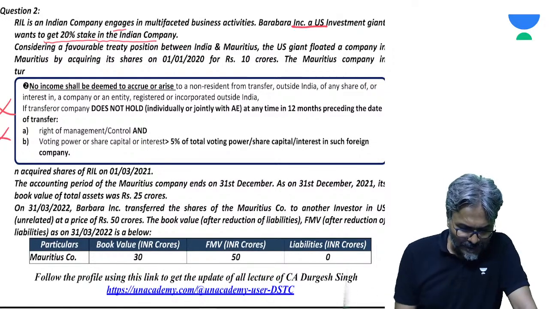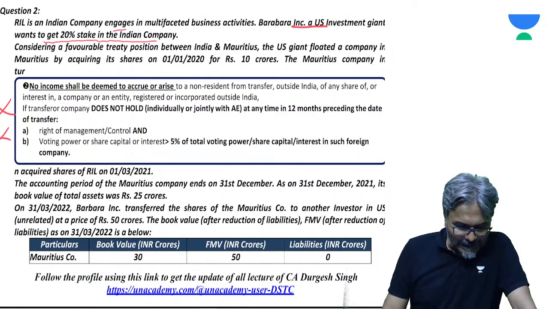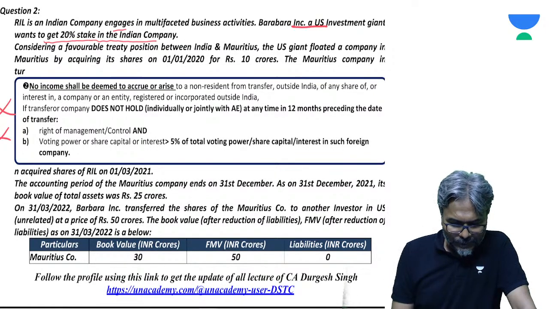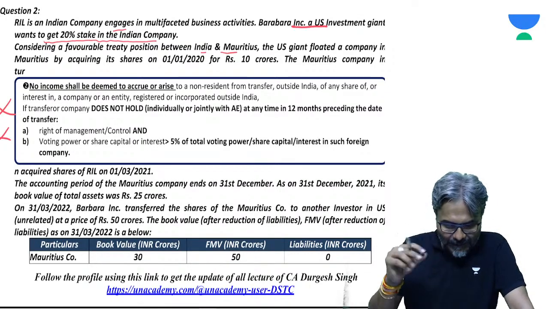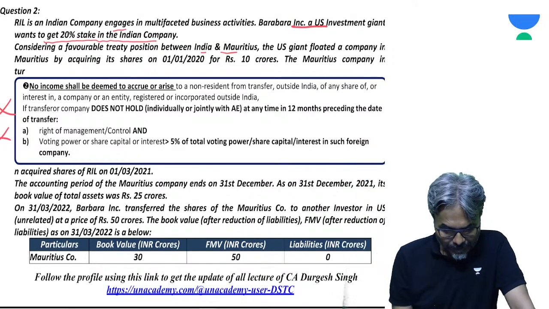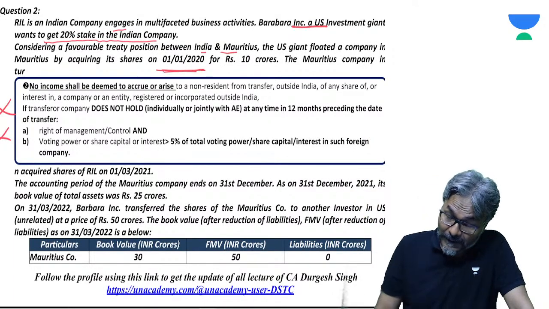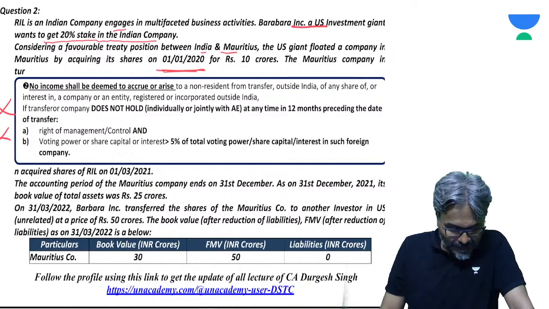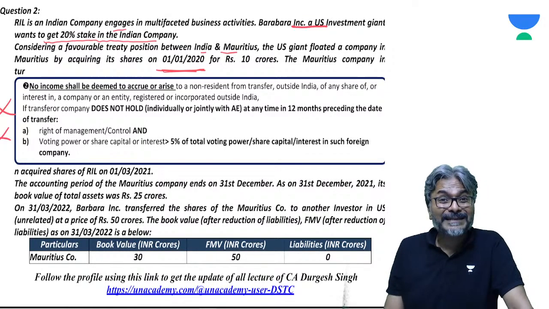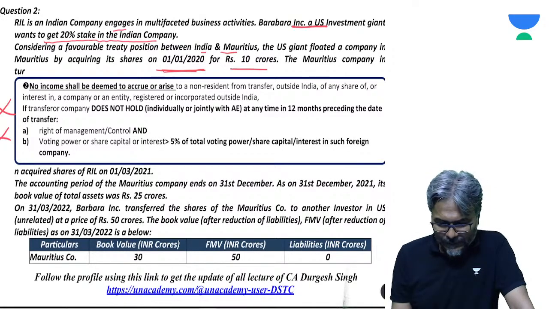Now what they have done, students, over here, please be careful. Considering a favorable treaty position between India and Mauritius, the US giant floated a company in Mauritius by acquiring its shares. On which date? On 1st of Jan 2020, for rupees 10 crores, students.